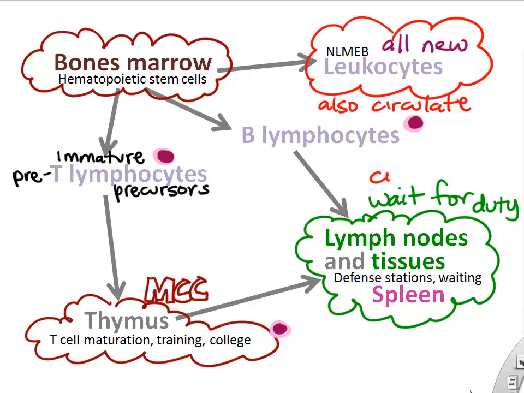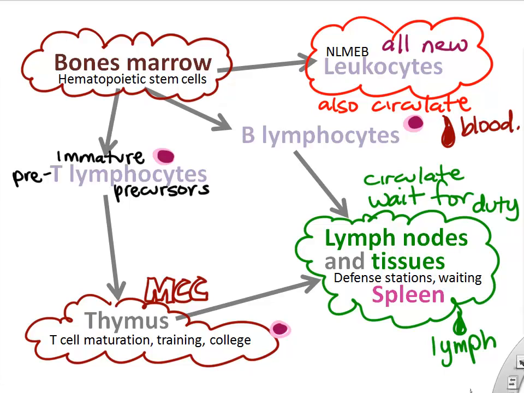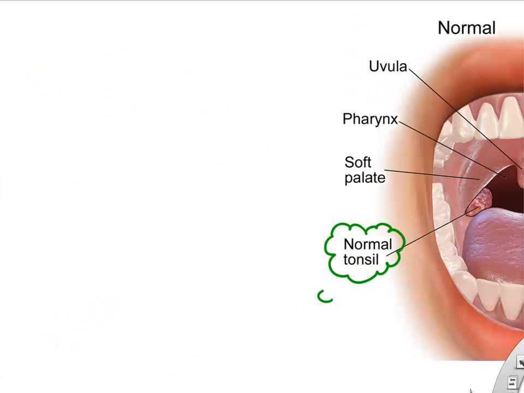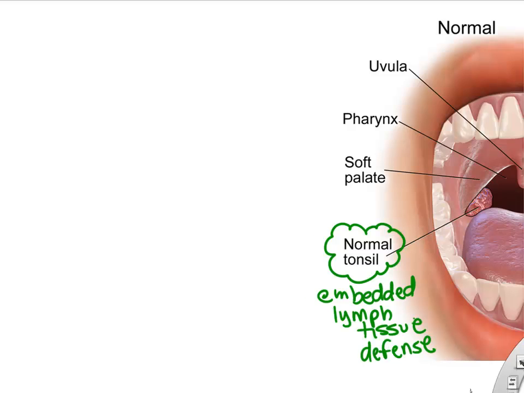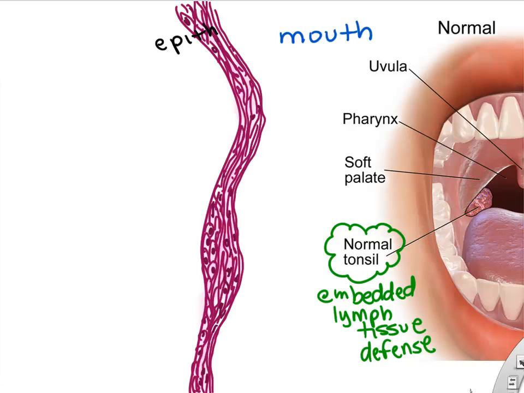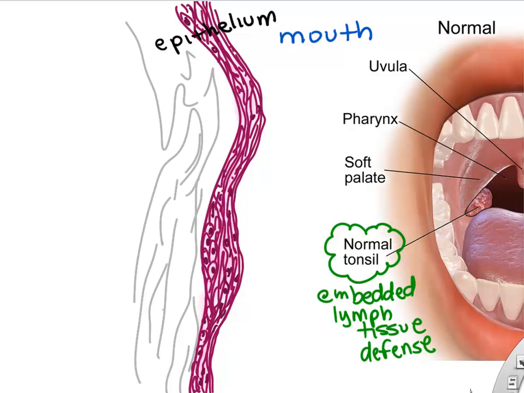All the rest of our new lymphocytes and leukocytes can circulate around either in the lymphatics or your blood vessels and, of course, defend you. Tonsils are a good example of localized defense tissue or lymph tissue. So if you're wondering what a tonsil is, it's really just a lump of tissue found in the epithelial and connective tissue that lines the mouth or the throat.